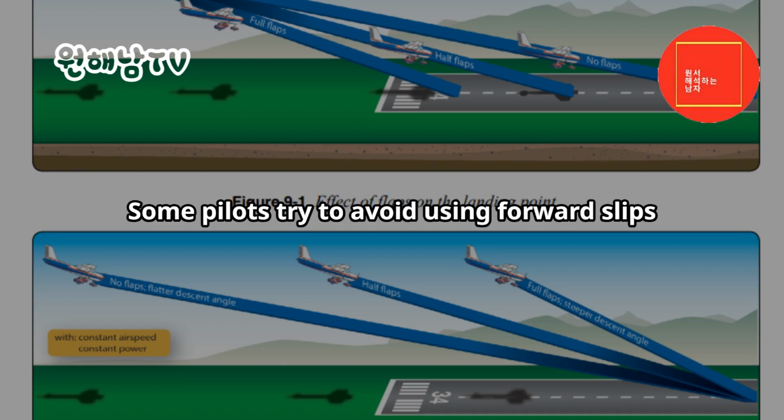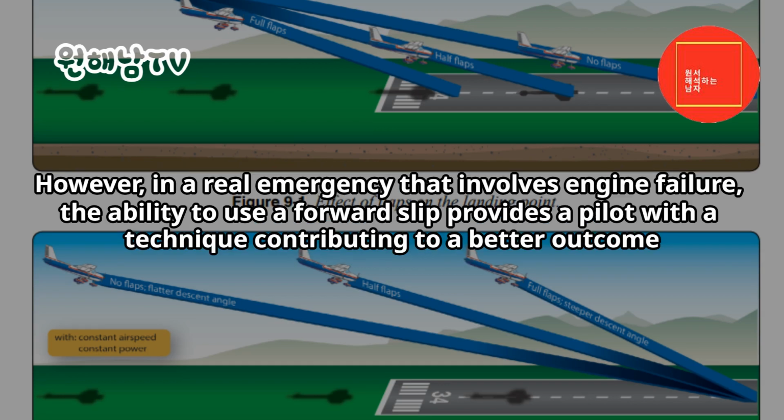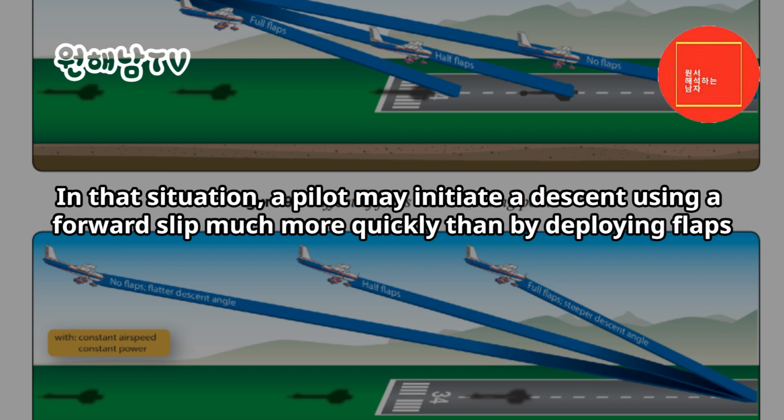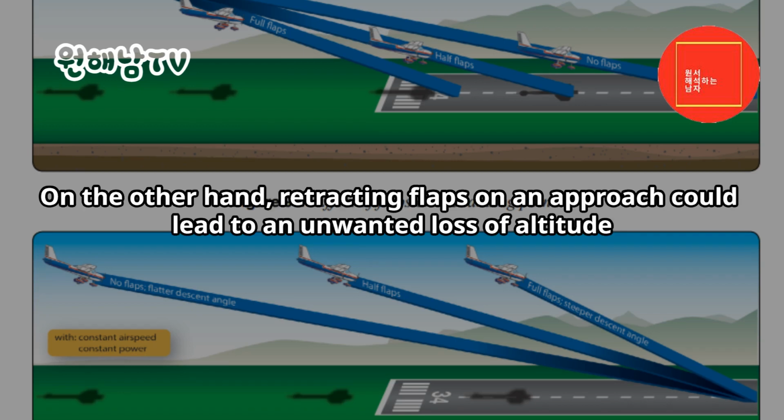Some pilots try to avoid using forward slips. An approach with flaps allows for coordinated and more familiar flight orientation, while the sideways force on the occupants of the aircraft during a forward slip may seem uncomfortable. However, in a real emergency that involves engine failure, the ability to use a forward slip provides a pilot with a technique contributing to a better outcome. In that situation, a pilot may initiate a descent using a forward slip much more quickly than by deploying flaps. To reduce the descent, the pilot can remove the slip without penalty. On the other hand, retracting flaps on an approach could lead to an unwanted loss of altitude.